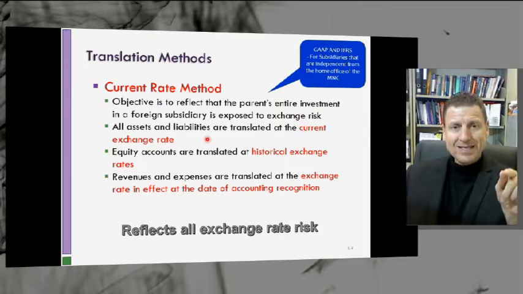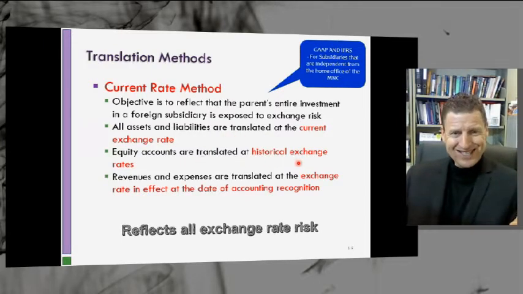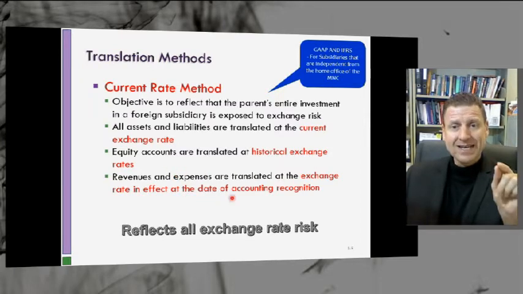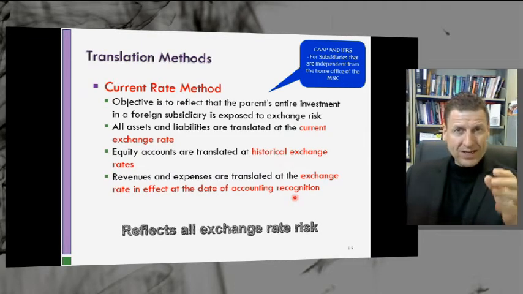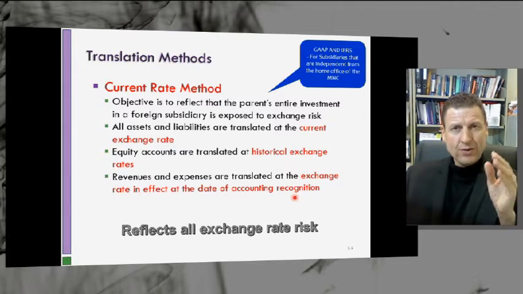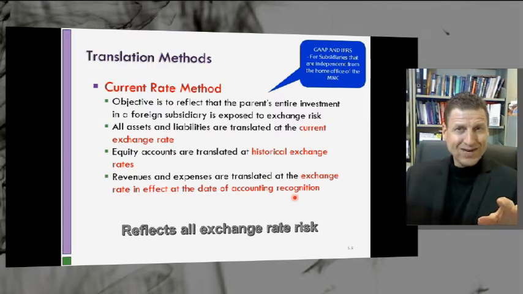So in this case, all assets and liabilities are translated at the current exchange rate. Equity accounts are translated at the historical exchange rate. Revenues and expenses are translated at the exchange rate in effect at the date of the accounting recognition. You see that? So therefore, we're using the current method, current exchange rates where possible, right throughout the income statement and the balance sheet. So basically, under the current method, we're trying to reflect the total of the exchange rate risk.